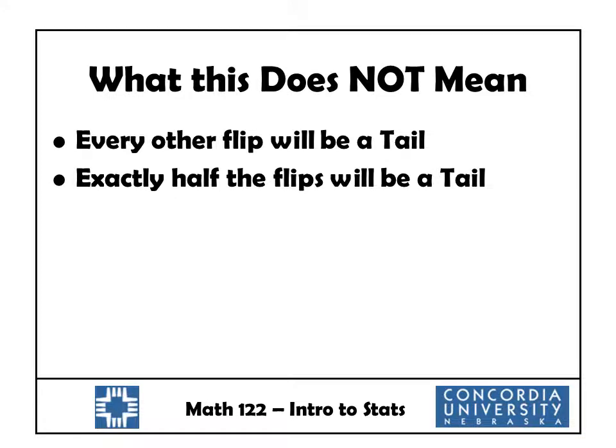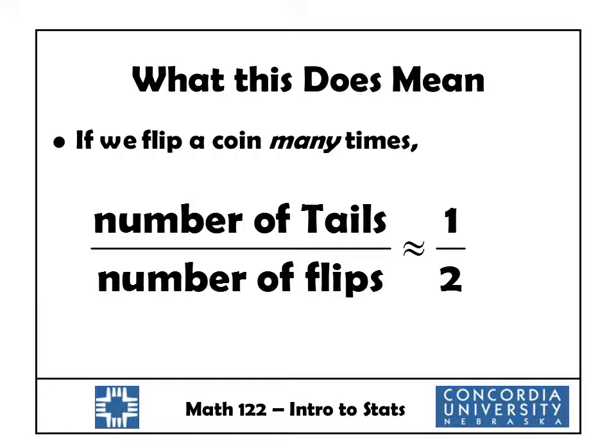Okay. Now let's talk about what this means and what it does not mean. This does not mean that every other flip will be a tail, nor does it mean that exactly half the flips will be a tail. Those are probably two things you've observed in your own experiences. What this does mean is that if we flip a coin many times, then take the number of tails divided by the number of flips, it should be approximately 1/2.